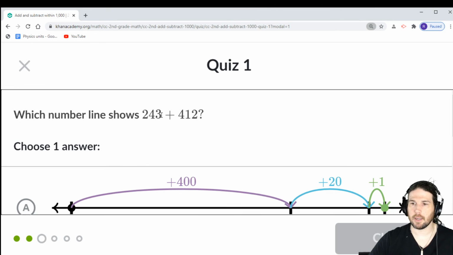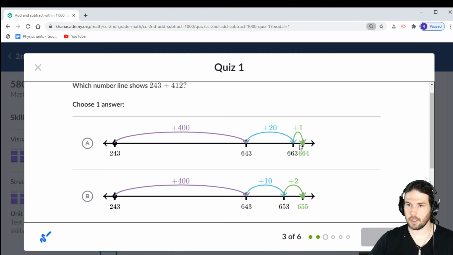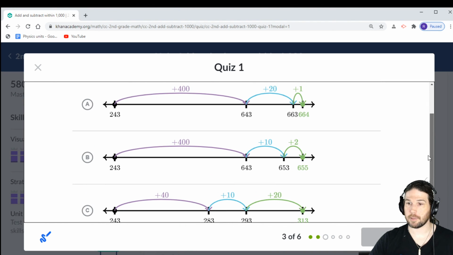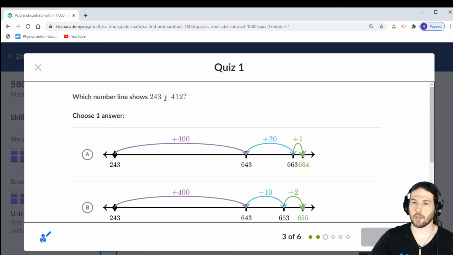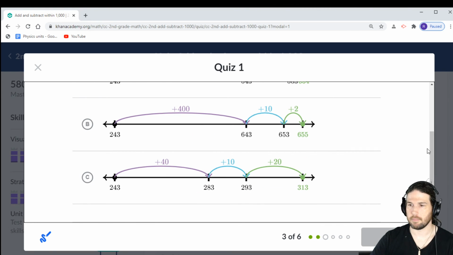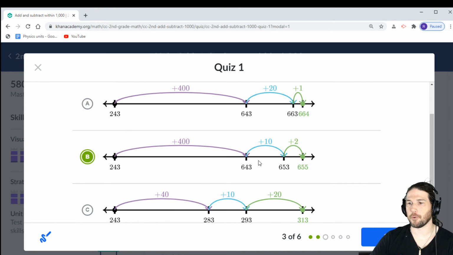Which number line shows 243 plus 412? Take a moment. Well, that answer is B, right? We're adding 400 and then 10 and then 2. That's 412.